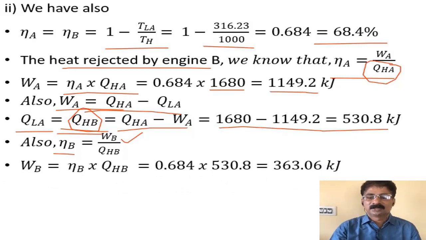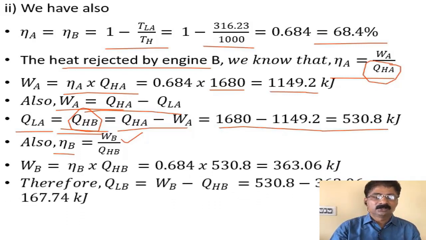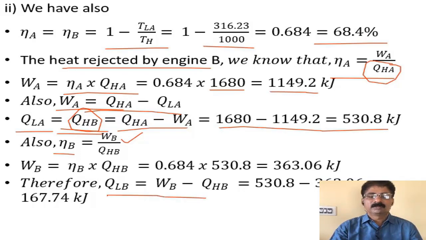So you will get it as 363.06 kilojoules. Now QLB also you can find out, because that is WB minus QHB, like here. QLA, what you have done, the same thing you can do for QLB also, WB minus QHB, which you will get as 167.74 kilojoules.